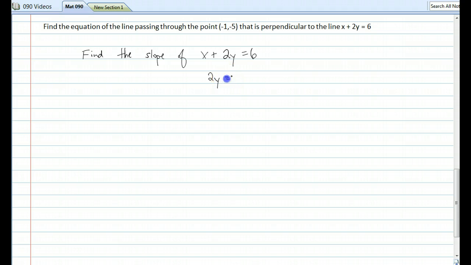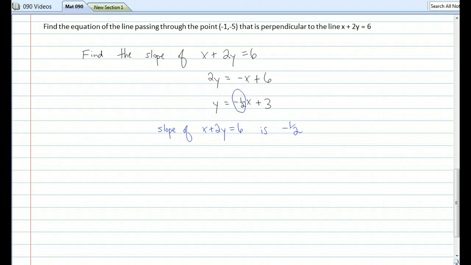First step in getting y by itself is to subtract x from both sides. And just like the previous video, I'm going to write it in this order. Negative x plus 6. To get y by itself, you have to divide everything by 2, which means we're going to end up with negative 1/2, 1 over 2, x plus, divide that by 2 and you get 3. So now it's easy to see that the slope of the given line is negative 1/2.